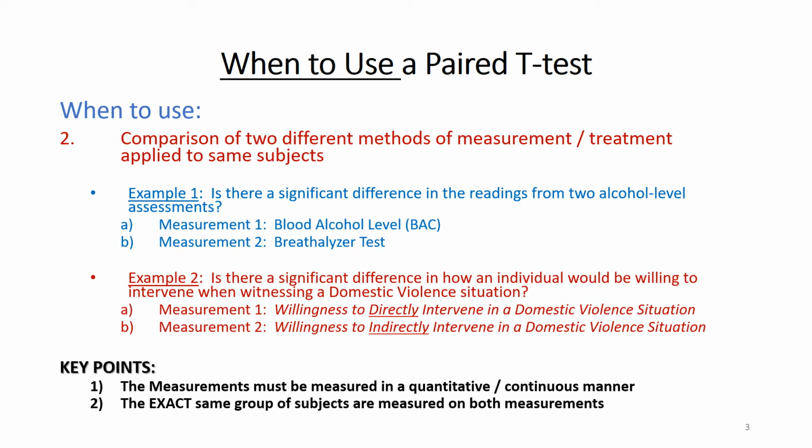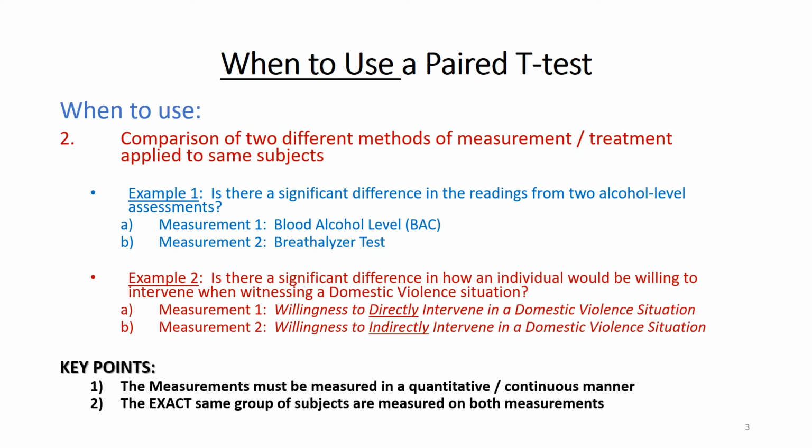So in this example, you can imagine that the first measurement that is given to the subjects would be the BAC, a blood alcohol level test. And then you want to also compare that versus the breathalyzer test as measurement 2. In both cases, the exact same set of subjects would receive both measurements, and then you would conduct a paired t-test to see whether or not there's an association between those two different types of measurement or whether or not they are significantly different from one another.